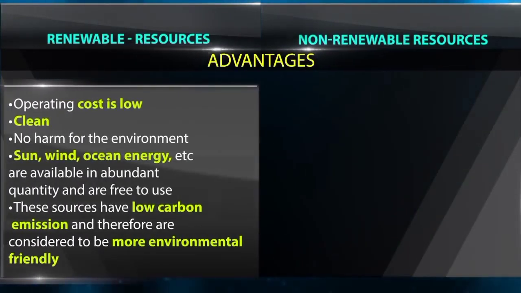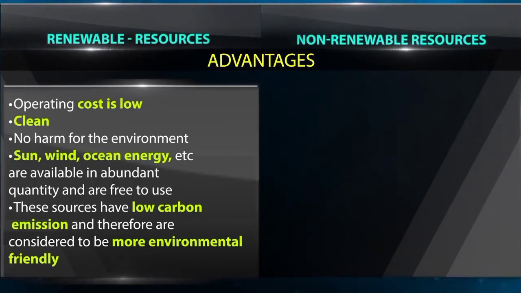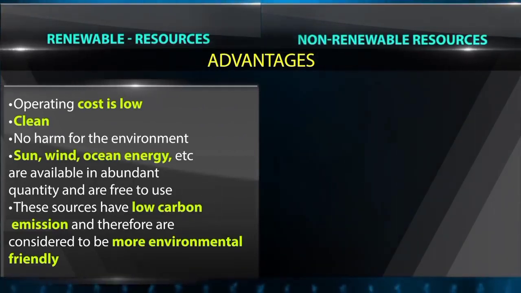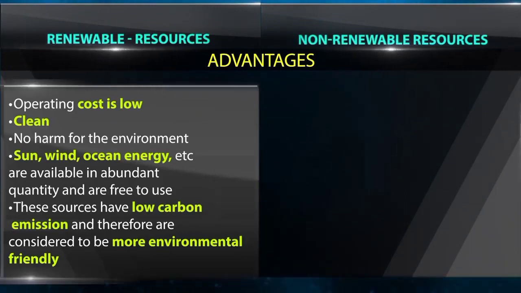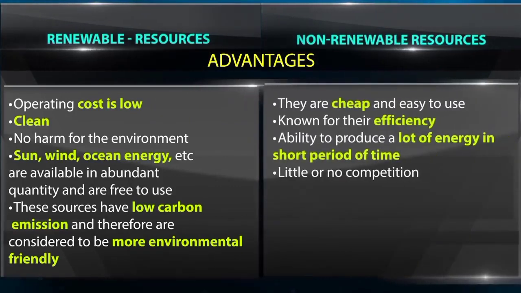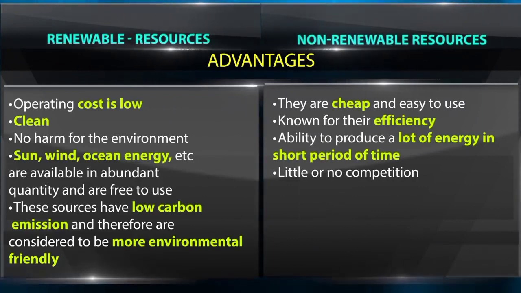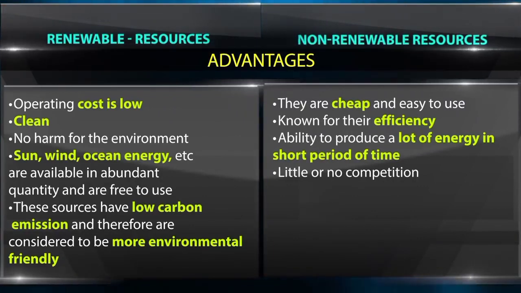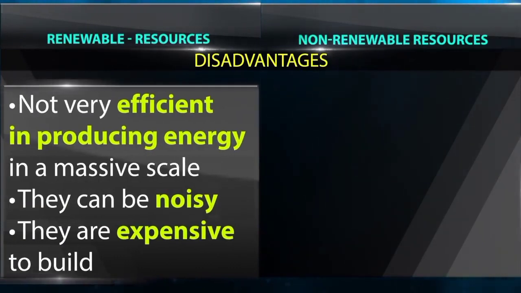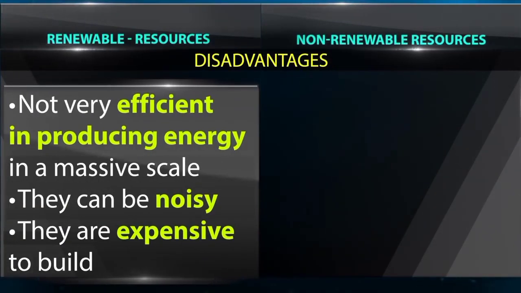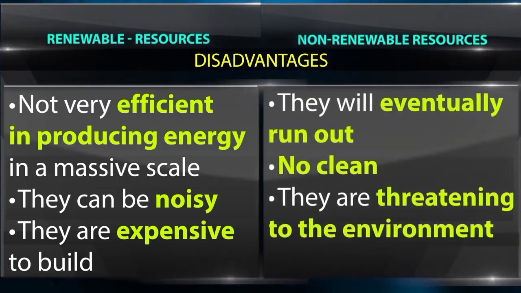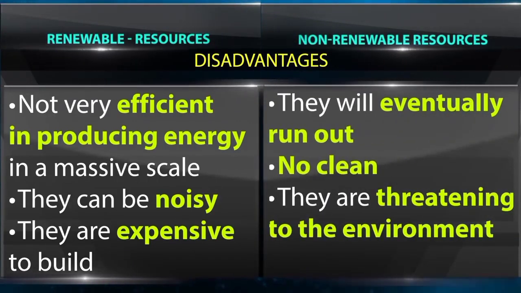Advantages: renewable resources have low operation cost, are clean, and cause no harm to the environment. Sun, wind, ocean energy, etc. are available in abundant quantity and are free to use. These sources have low carbon emission and therefore are considered more environmentally friendly. Whereas non-renewable resources are cheap and easy to use, known for their efficiency, ability to produce a lot of energy in a short period of time, with little or no competition. Disadvantages: renewable resources are not very efficient in producing energy on a massive scale. They can be noisy and are expensive to build. Whereas non-renewable resources will eventually run out, are not clean, and are threatening to the environment.